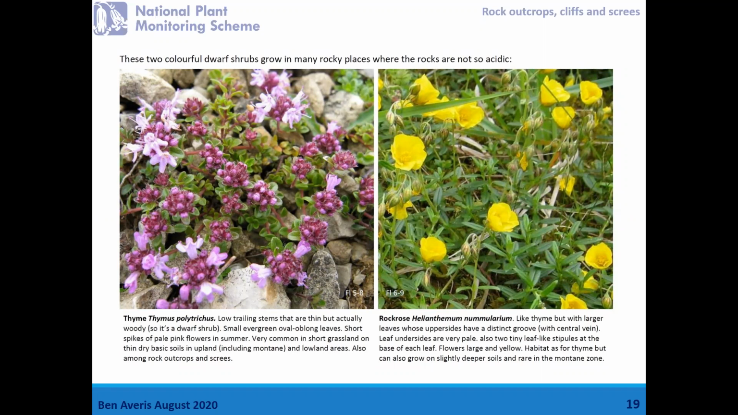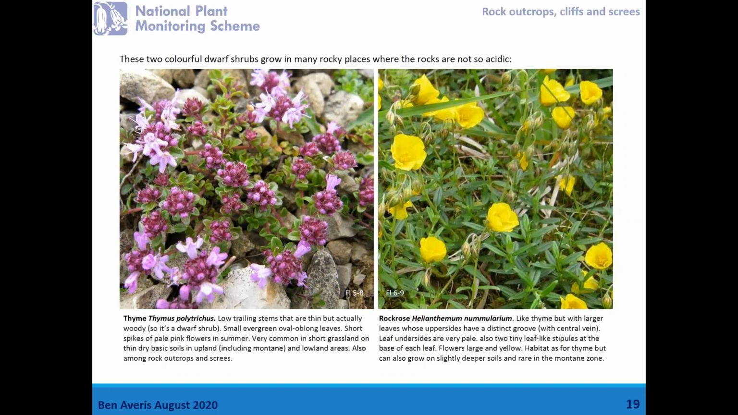up the middle. The central vein is set in a bit of a groove. The rock rose leaves are paler on their undersides. Big difference between upper and undersides, more so than with the thyme. And also rock rose leaves, each leaf has two tiny little leaf-like stipules at its base. In the thyme, you don't get stipules.